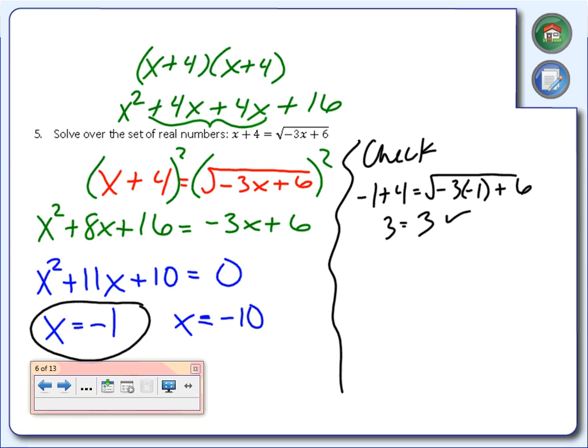But what about the -10? Is it a solution? Well, let's do the same thing. Let's plug it in. Let's see what happens here.